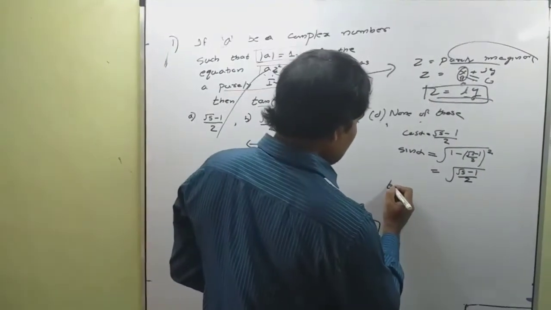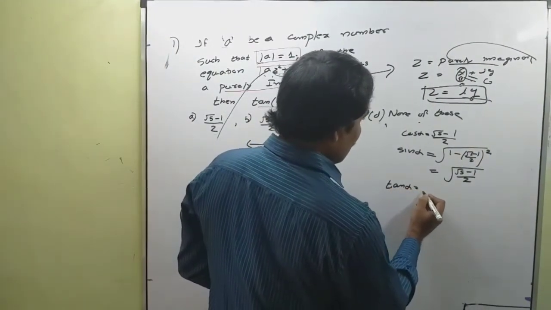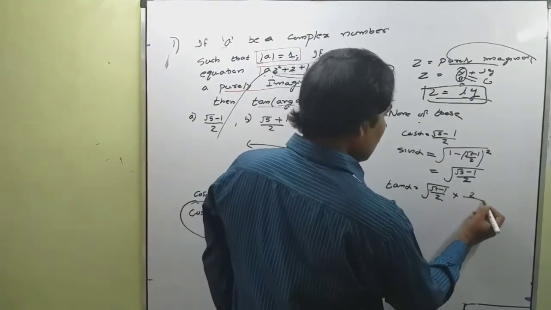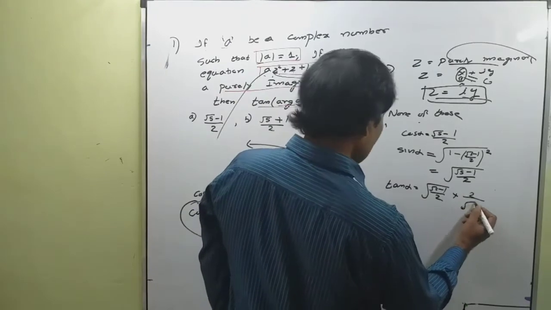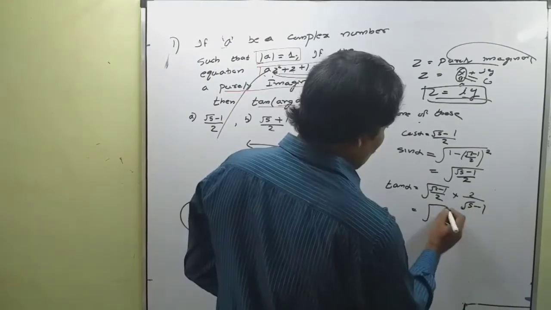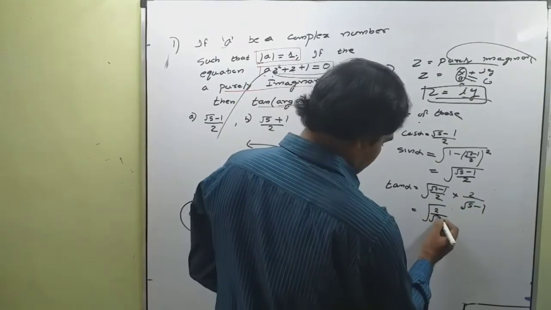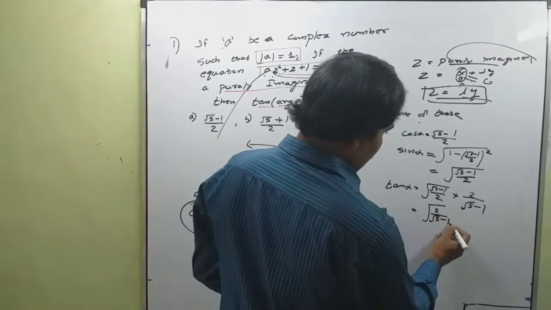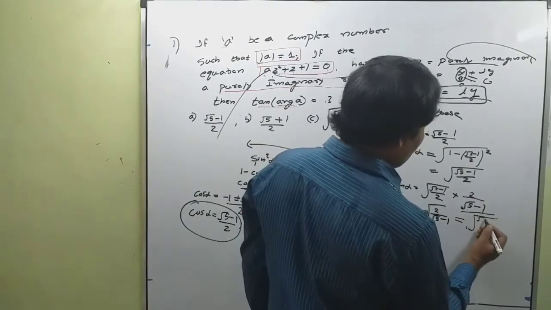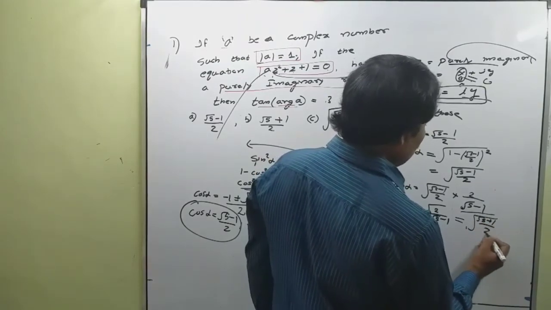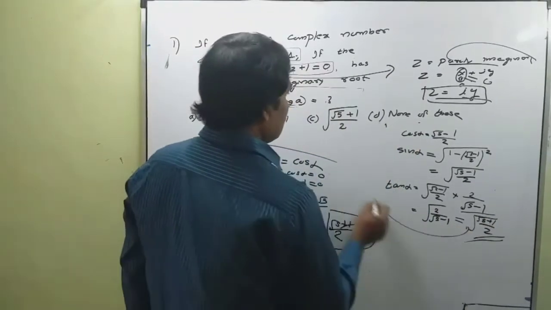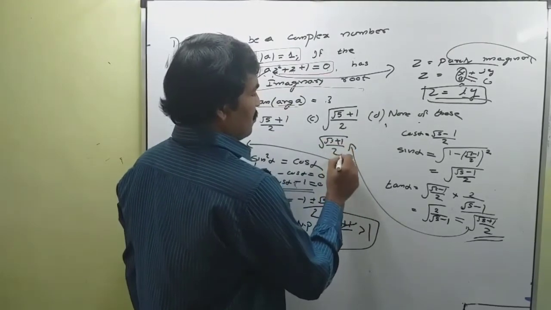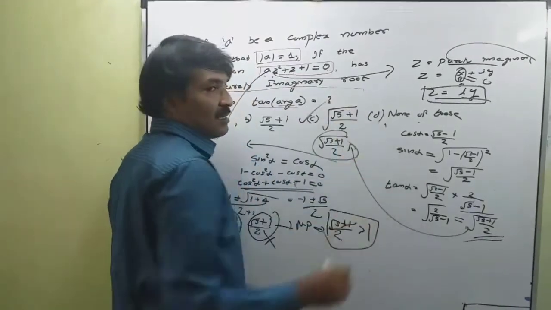So tan alpha is equal to root of root 5 minus 1 by 2, divided by root 5 minus 1 by 2. That is root of 2 by root 5 minus 1, which is root of root 5 plus 1 by 2. So C is the correct answer.